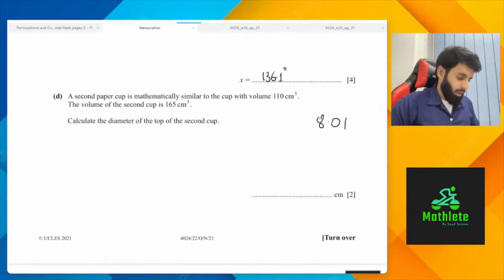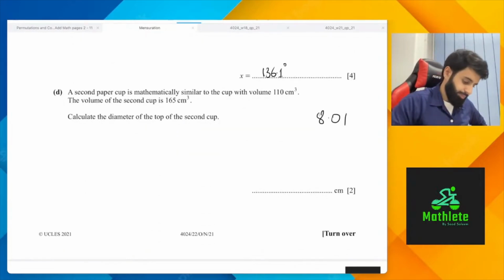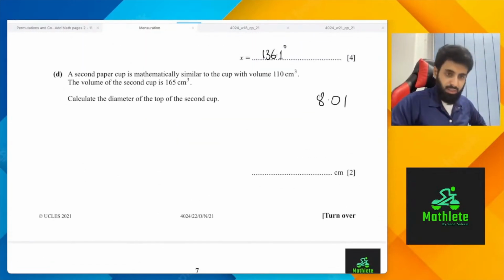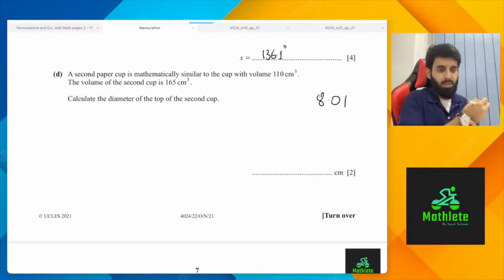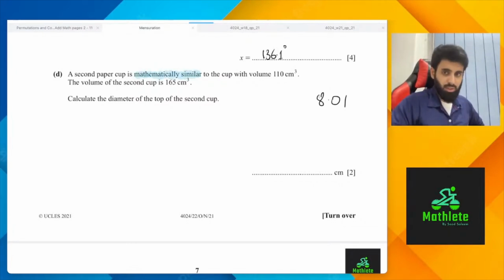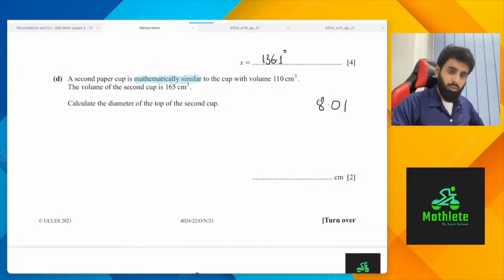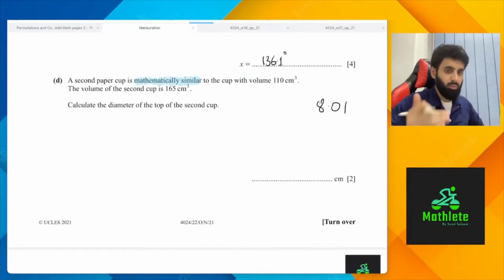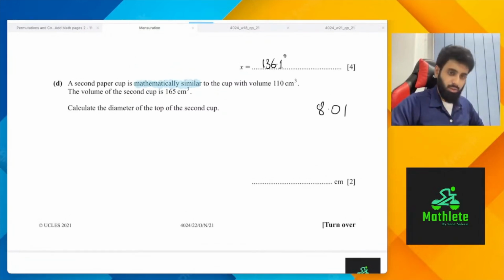Okay, now comes part D. Let's see what part D says. Part D says a second paper cup which is mathematically similar. Now if I were doing this exam, you know what I'd do? I'd immediately highlight mathematically similar. Sometimes it's going to say mathematically similar, sometimes it's going to say geometrically similar, it's the same thing. You'll find the PDF to this once we're done with this stream. I'll upload it and you'll have everything that we've done together.